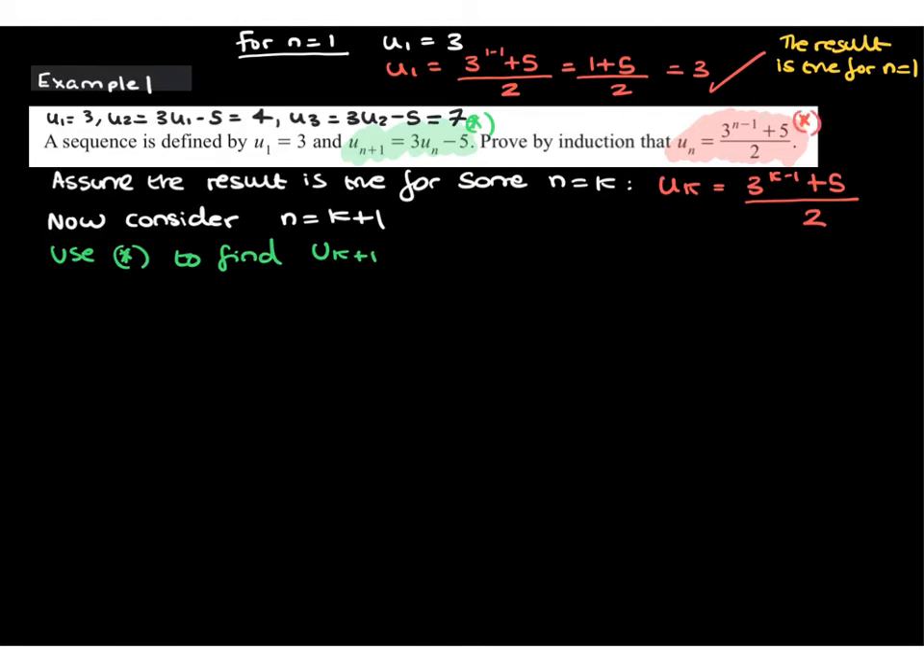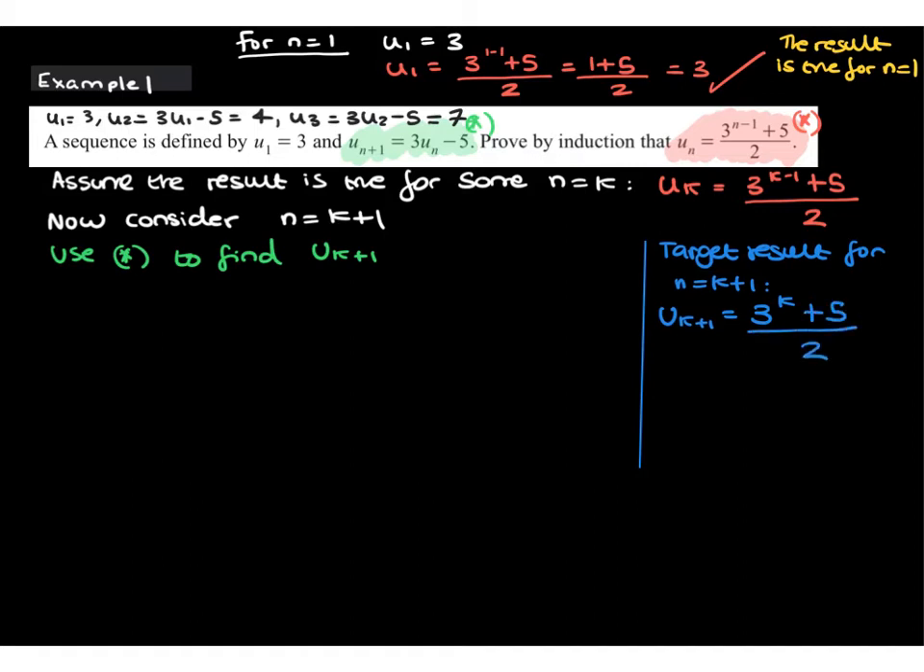So let's set up our target result. Do that over here. So my target result for n equals k plus 1, I simply take my general formula in red, and let's replace n by k plus 1, which will give us (3 to the k, plus 5) all over 2. Quite a simple result that we're aiming for at the end of this.